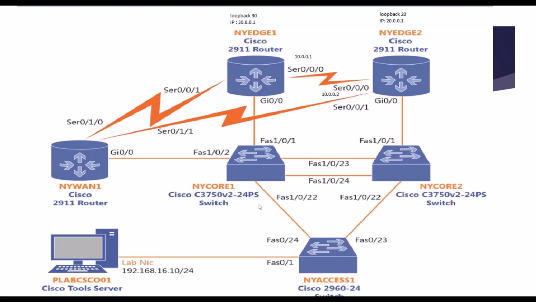The scenario is simple. We have a PLAB CSCO01 server that has IP 192.168.16.10 and it is not communicating with the WAN1 router, which has IP 192.168.16.50. So we will troubleshoot that issue.